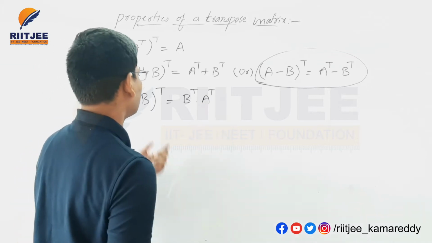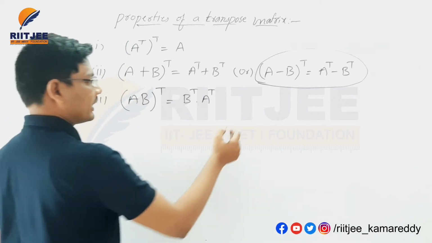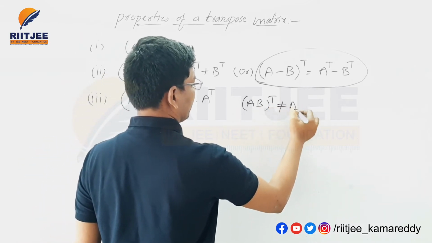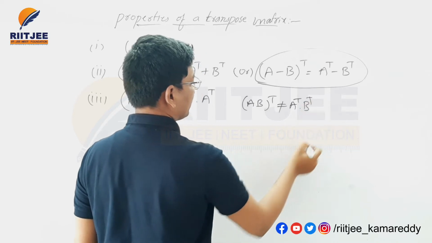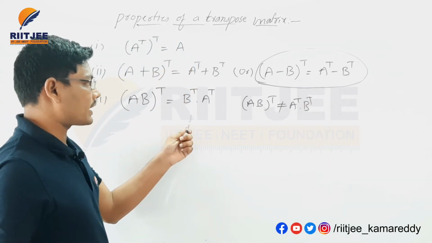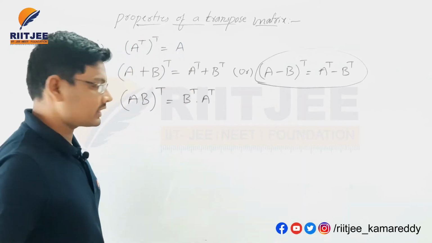This is the property here, and AB whole transpose does not equal A transpose into B transpose. Remember it, this is not a property. AB whole transpose is equal to B transpose into A transpose. Clear? Next, let us take one example here.